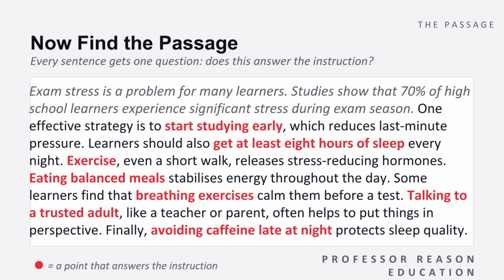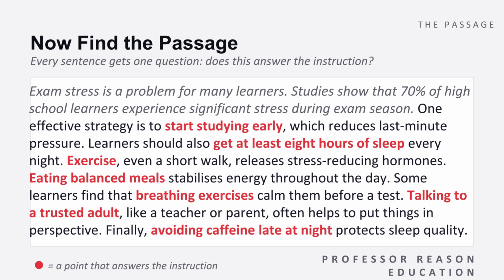Notice the first 2 sentences are background and a statistic. We skip those. Then we have 7 clearly practical ways. Start studying early. Get 8 hours of sleep. Exercise. Eat balanced meals. Do breathing exercises. Talk to a trusted adult. And avoid caffeine late at night. Every highlighted phrase passes the test.